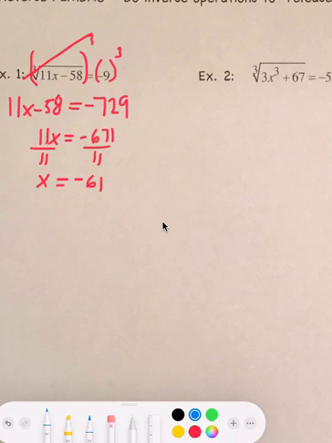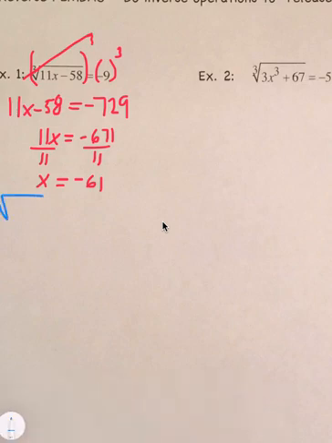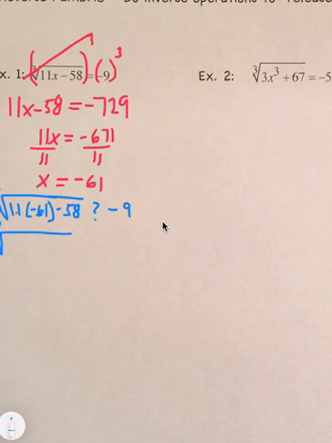We always want to check to make sure it actually works out. So when we plug in negative 61, we plug that into the cube root of 11 times negative 61 minus 58, and then we ask ourselves, does that equal negative 9? So we know 11 times negative 61 is negative 671, and we subtract 58. Does it equal negative 9?